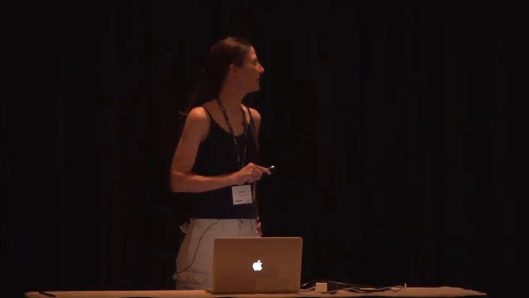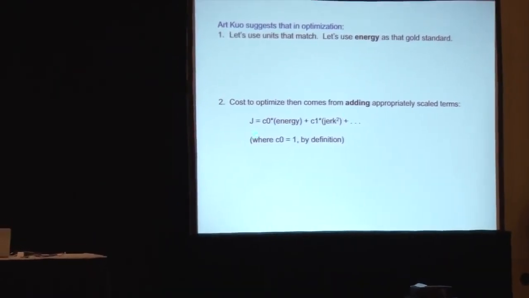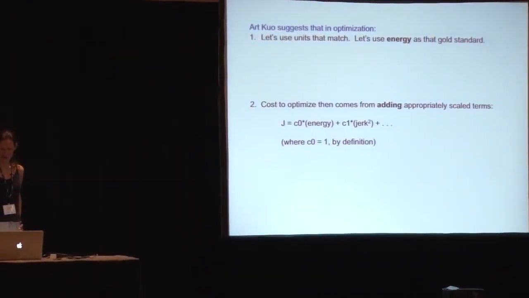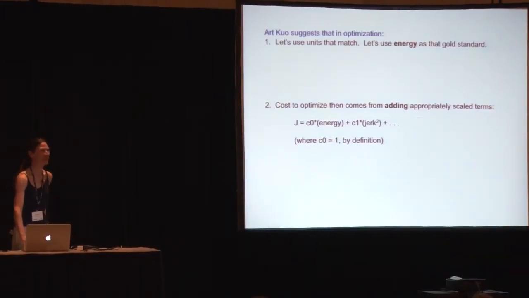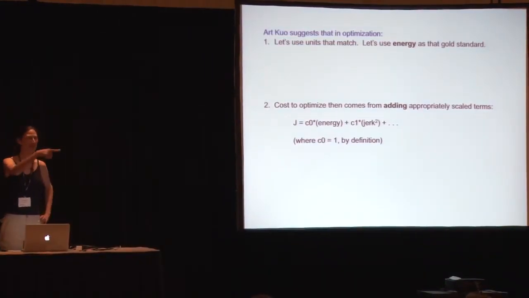But he made a second statement kind of implicitly, which is that the cost you want to optimize comes when you add some scale terms. And I would kind of argue against that. And I'm going to spend my whole time on the questions talking about, should I keep going? Or do you want to ask a question? Yeah.